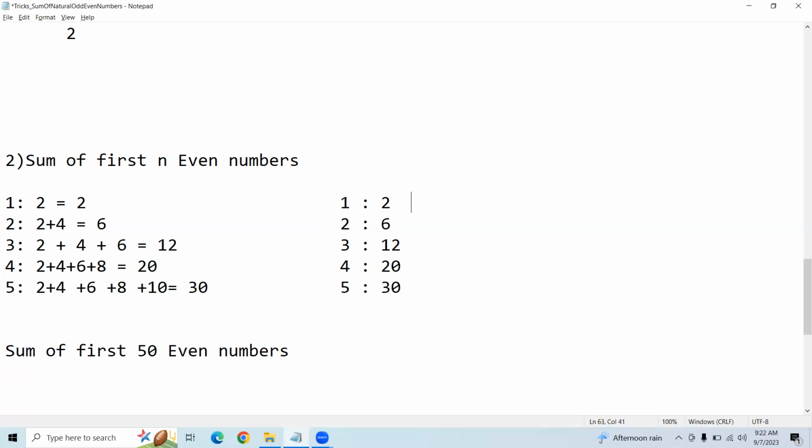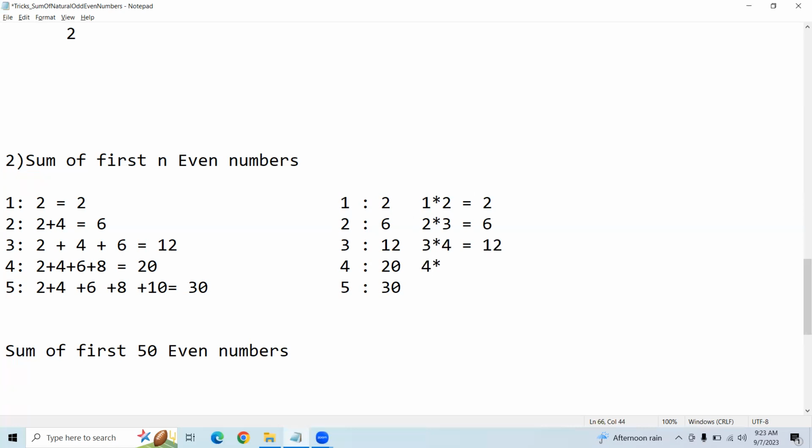So you get this here. If you multiply 1 into 2, you get 2. If you do 2 into the next number 3, 2 3s are 6. If you do 3 into 4, you get 12.